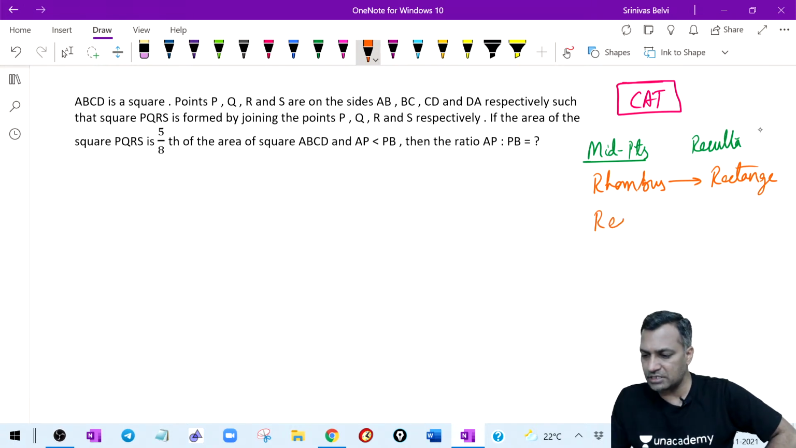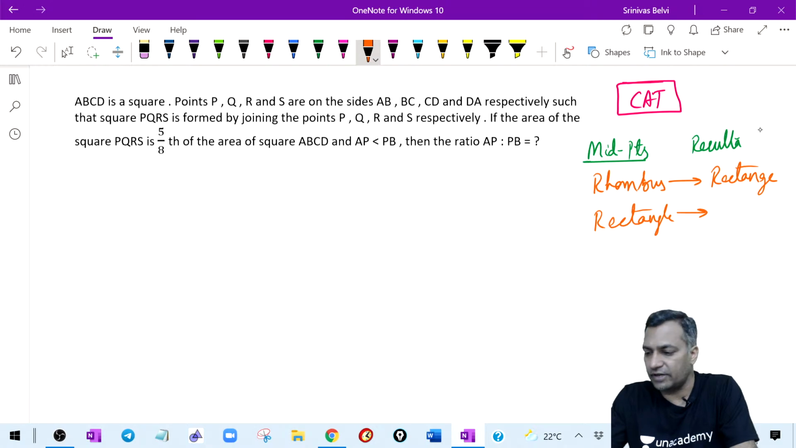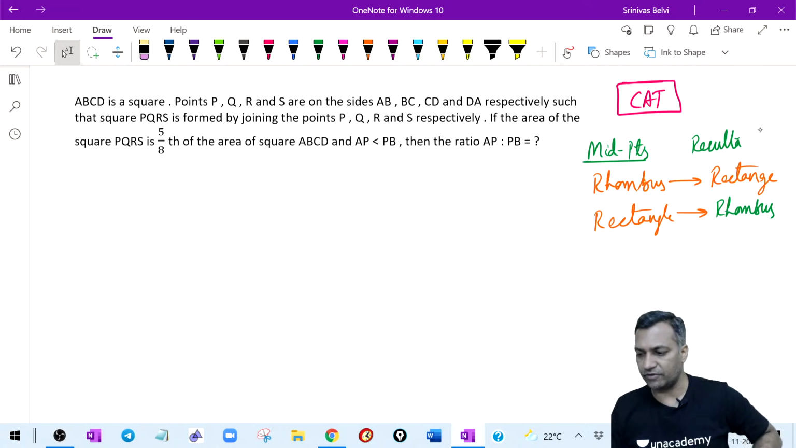If I join the midpoints of a rectangle, what is the resulting figure? An important study from high school, guys. Rectangle is given, you join the midpoints, it becomes a rhombus. If you join the midpoints of a rectangle, the resulting figure becomes a rhombus, right?